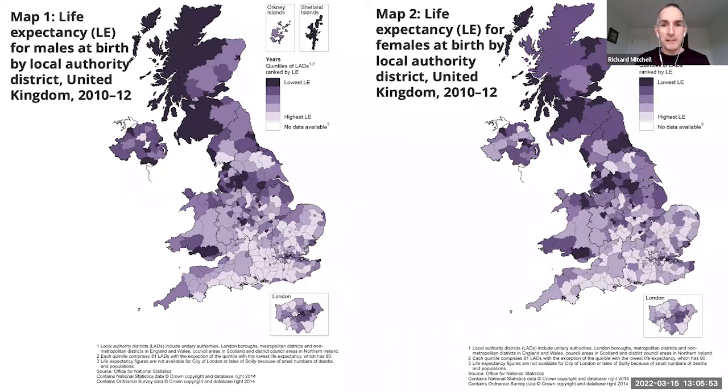So here's life expectancy in the UK, men on the left and women on the right, data from ONS. And when we look at maps like this, it doesn't really matter what the scale is. We see some darker colours, some lighter colours, sometimes right next to each other. We see that health varies according to where you are.